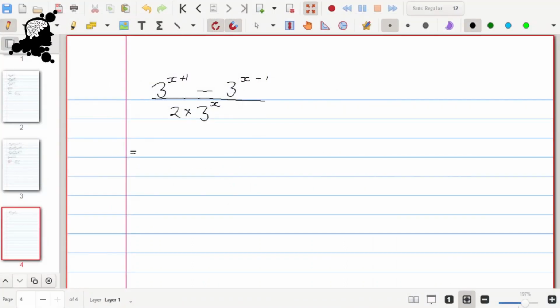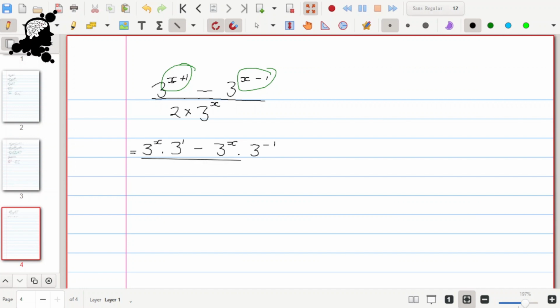You will notice that my two terms at the top, 3 to the power x plus 1 and 3 to the power x minus 1, the exponents have more than one term. We've got two terms here, we've got two terms there. So what we need to do is write each of the terms in the exponent with their own base. This is going to be 3 to the power x multiplied by 3 to the power 1. This is how we separate the exponents to have their own base. Minus 3 to the power x multiplied by 3 to the power negative 1.